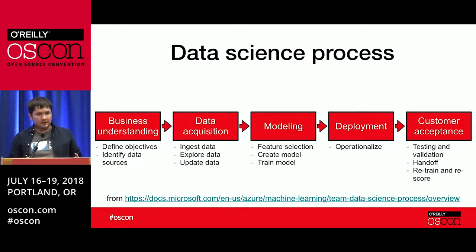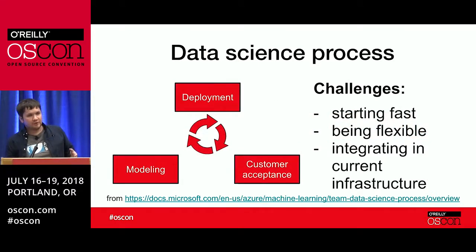The problem is that the final 3 steps are not a step-by-step process. It's more like an iterative process where you first build some type of model and get customer feedback as early as possible. You have to stay flexible, so you cannot invest a lot of resources into building a monolithic architecture, because if you receive negative customer feedback, you will understand that you need to rebuild everything from scratch. And finally, you need to understand how you can integrate your model inside your existing infrastructure. And sometimes it can be an issue.